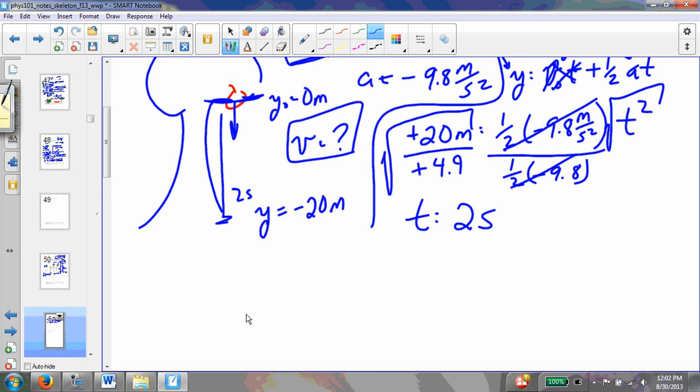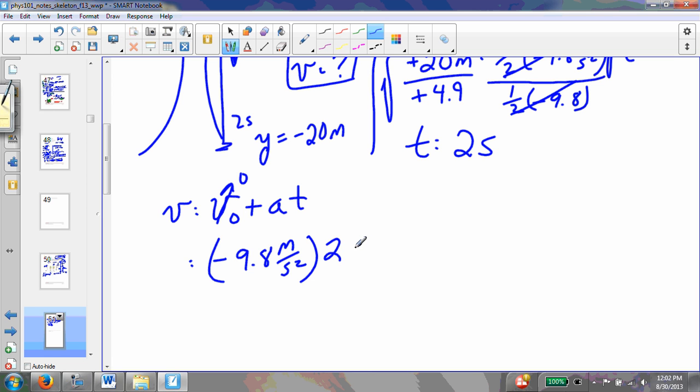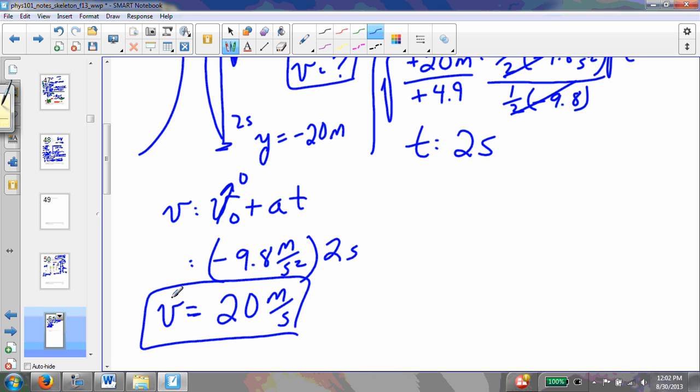Now that I have that, I can find the final velocity. And the final velocity is just going to be v0 plus at. Of course, v0 goes to 0, and so this is minus 9.8 meters per second squared times 2 seconds, which gives me 20 meters per second. That is my final velocity.